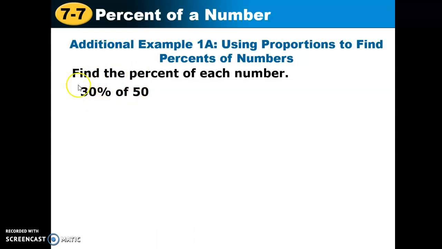Okay. All right. So 30% of 50. Keep in mind, proportions are two fractions set equal to each other, or two ratios set equal to each other. So if we have 30%, that equates to 30 over 100. We want to know 30% of 50, so we don't know this top number, but we know the total is 50, so we put 50 in the denominator. So we have 30 is to 100 as n is to 50.